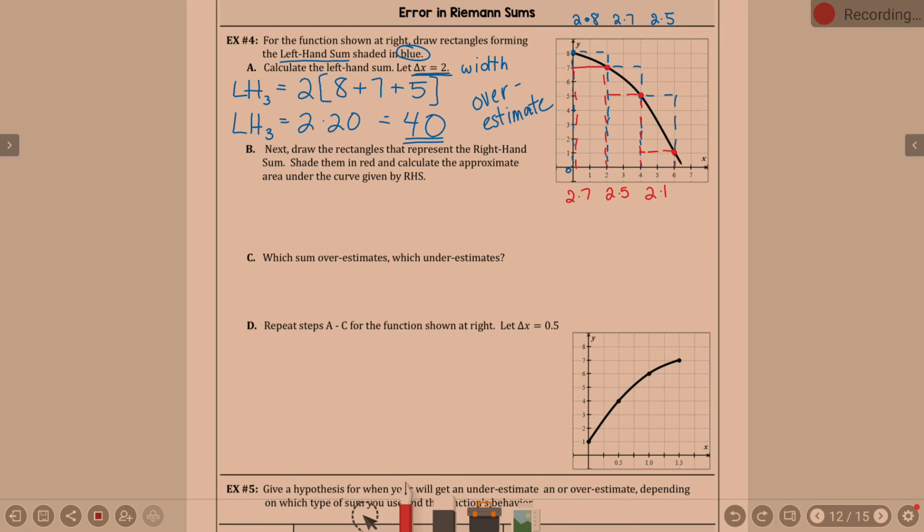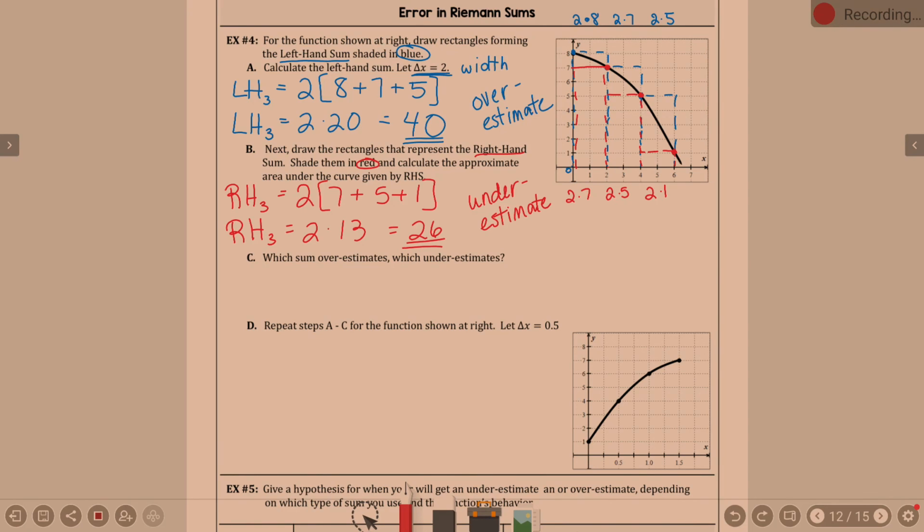So this is our right-hand sum, done in red. So I'm going to say the right hand of 3. Each width is 2. This time the heights are 7 plus 5 plus 1. So that's going to be 2 times 13, which is 26. What do you know about 26? That's really small. It's too small, isn't it? Again, we don't know what the answer is, but I know 26 is an underestimate because all three of those rectangles were under the curve with room to spare, yes? Okay.